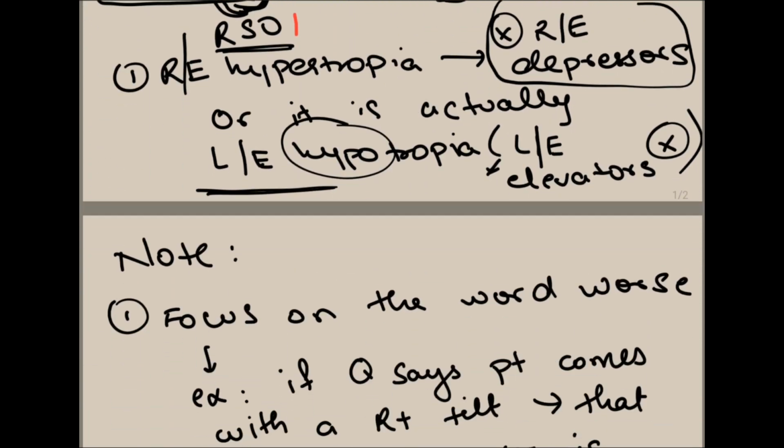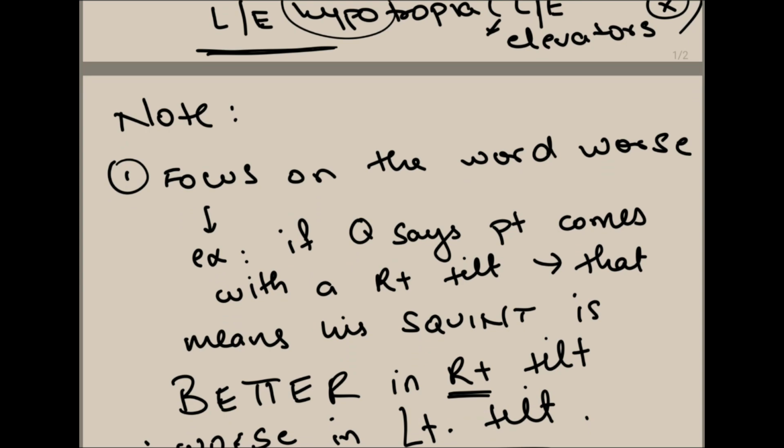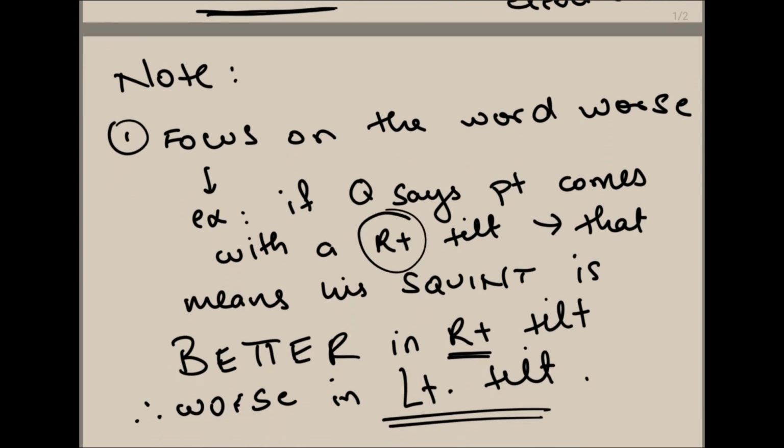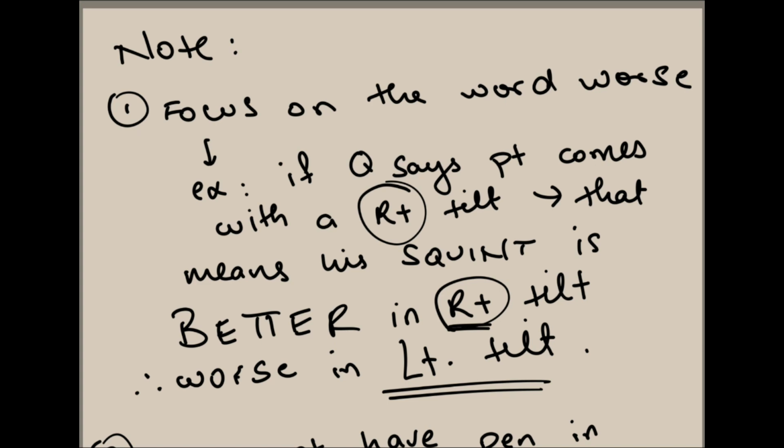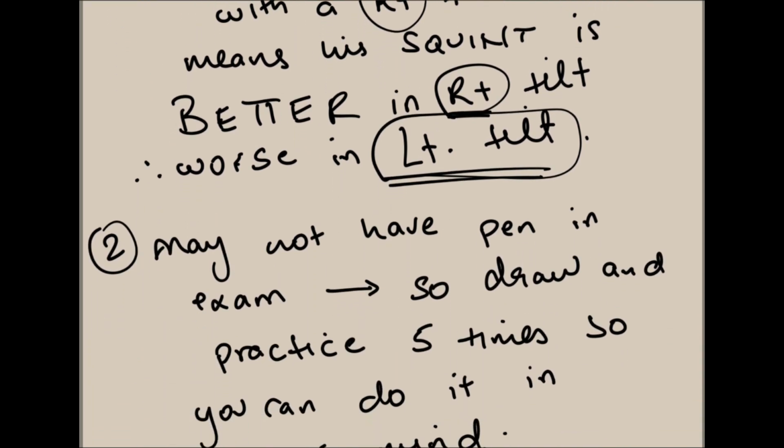So just note a few things in this. Focus on the word worse. That is, if the question says that the patient comes to you with a right head tilt, that means that actually his squint is not worse on right head tilt. Otherwise, why would he keep his head in the right tilt position? He will keep his head in a position where his squint is better. So that means that his squint is better with a right head tilt. So you have to interpret that it is worse with a left head tilt, and you have to solve the question and apply the Park's three-step method accordingly. So keep that one thing in mind.